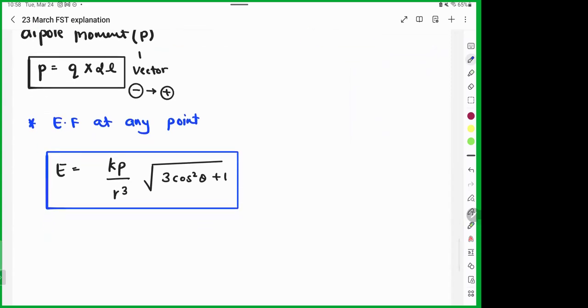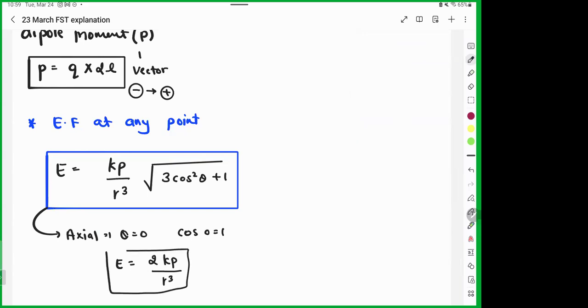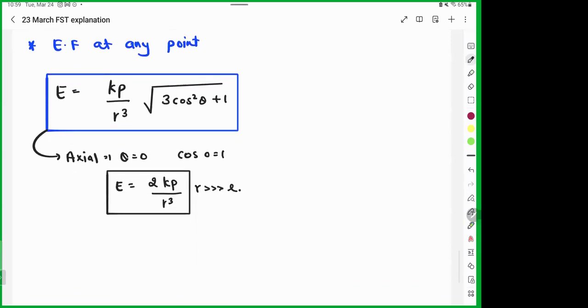Three cos square theta at any point. Now you have two options. One for axial. At axial, theta will be 0. If theta is 0, you know cos 0 is equal to 1. If cos 0 is equal to 1, electric field will be equal to 2Kp by r cube. But in this case, r should be way greater than the half length of the dipole, or 2L, doesn't matter.